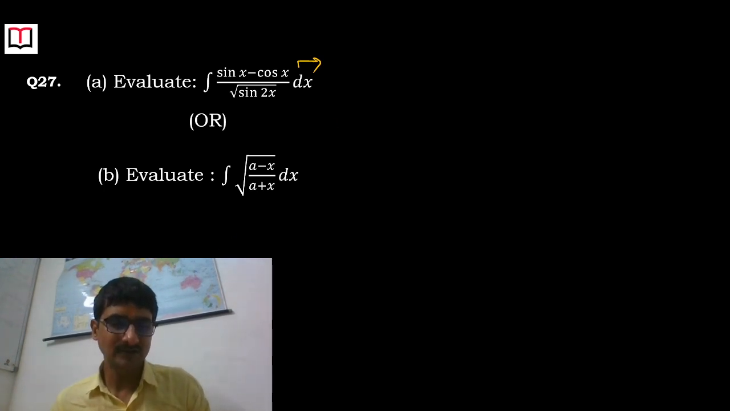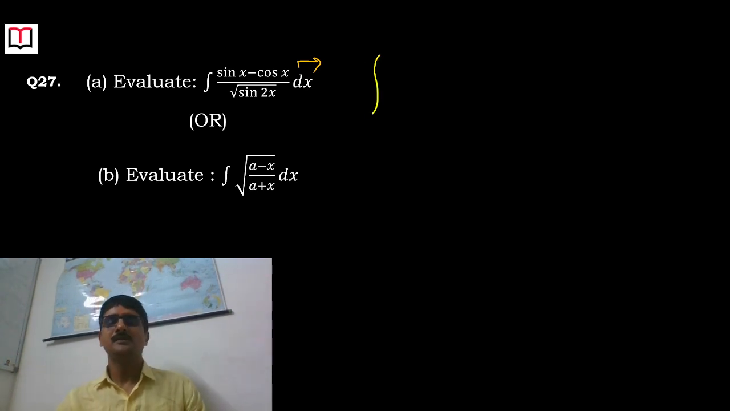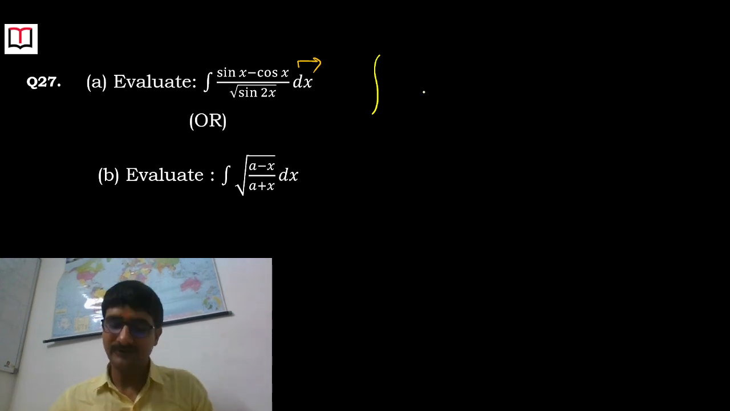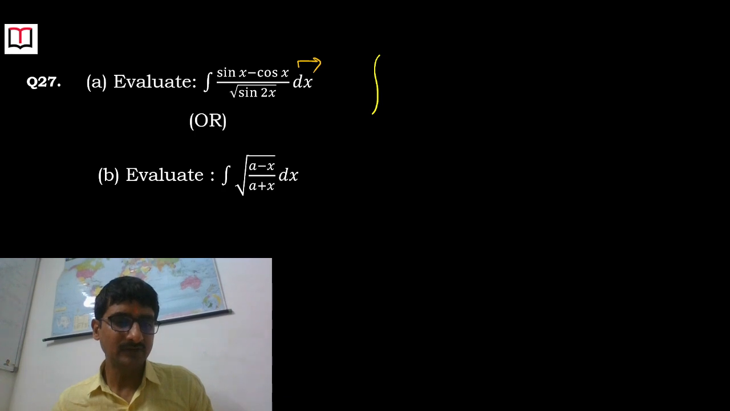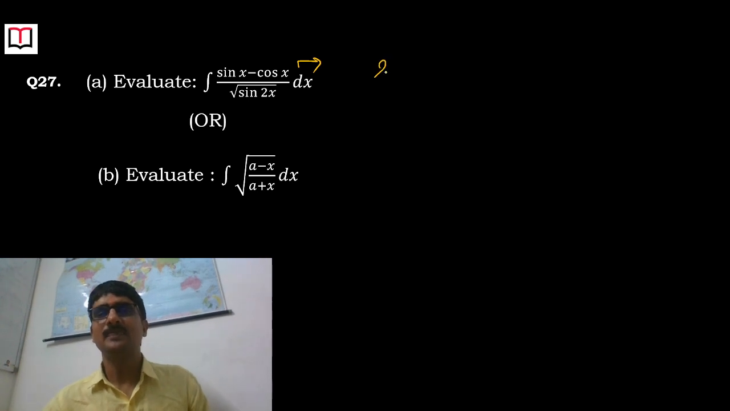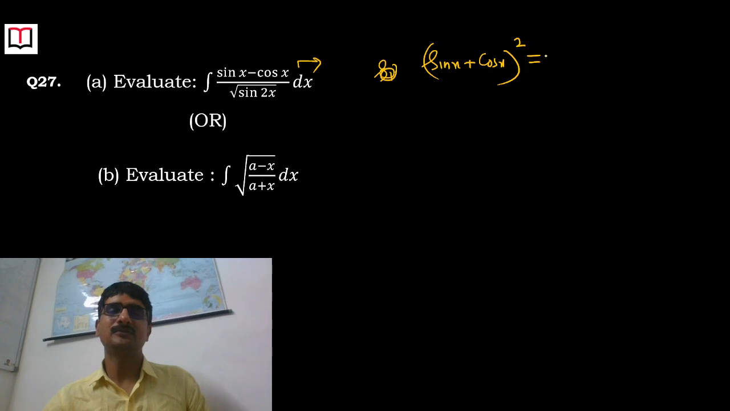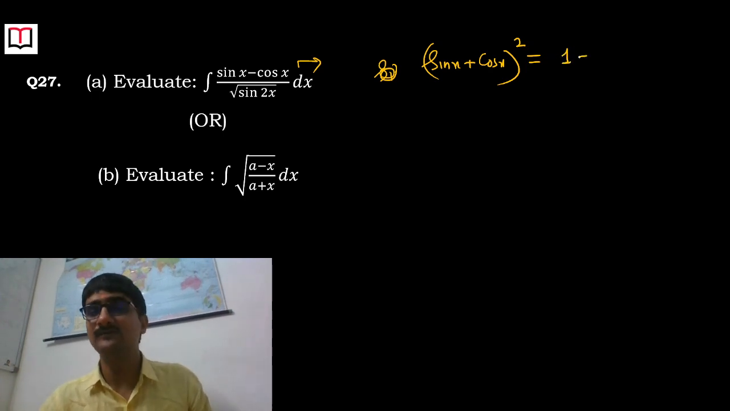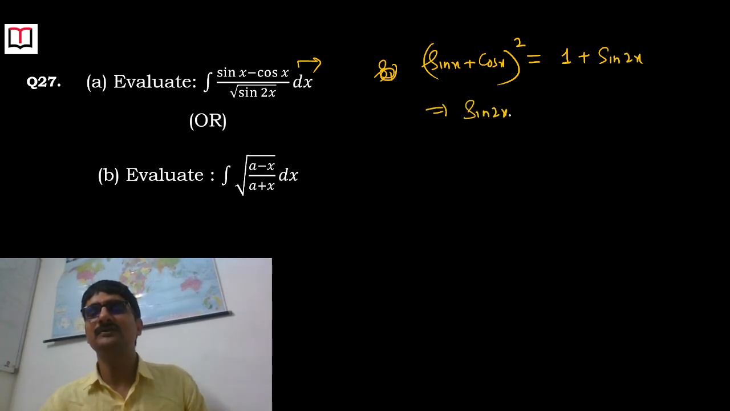See, in the next either-or, there are two possible cases. So what do we do? Sine 2x has given us two choices here. Sine 2x can be written as, I will start from where we get it, sine x plus cos x whole square. So it is sine square plus cos square, which is 1, plus 2 sine x cos x, which is sine 2x. So from here you can write sine 2x as sine x plus cos x whole square minus 1.